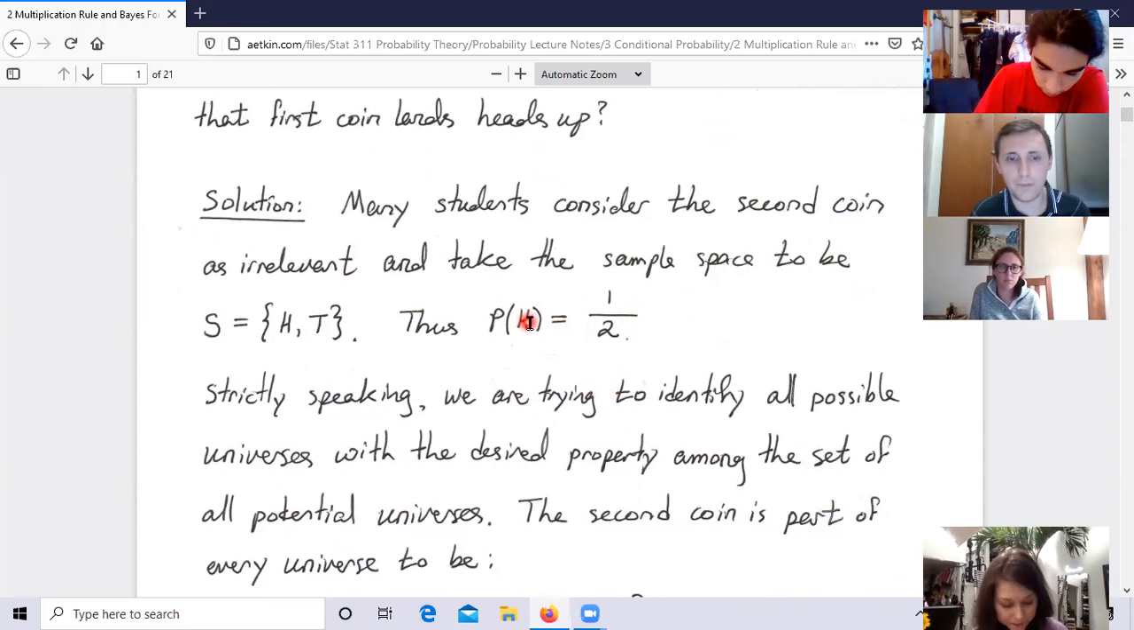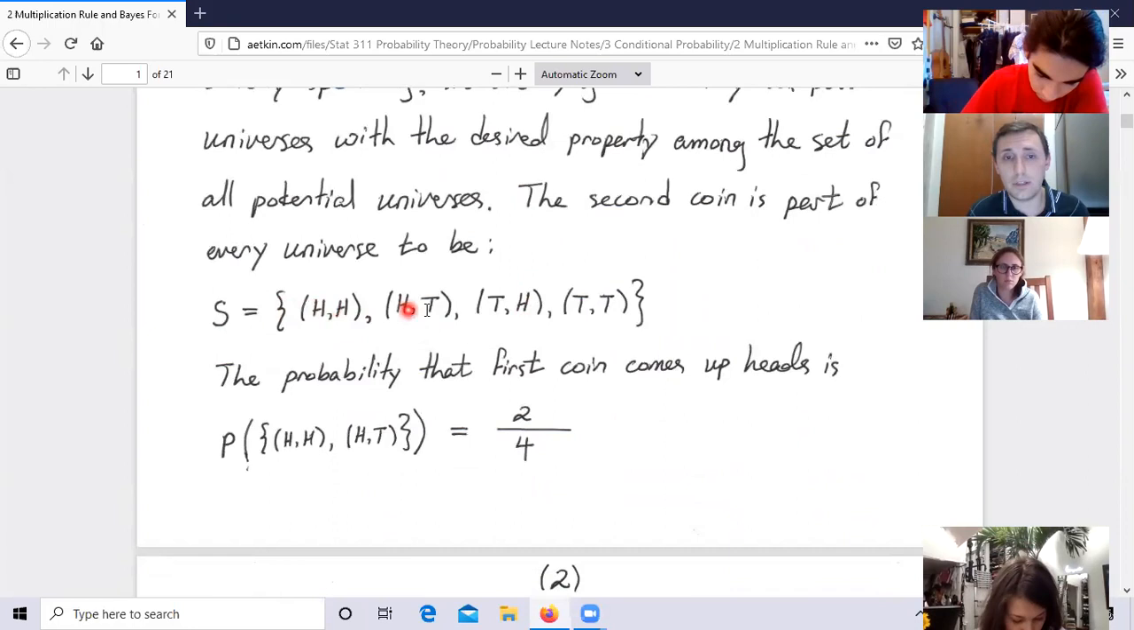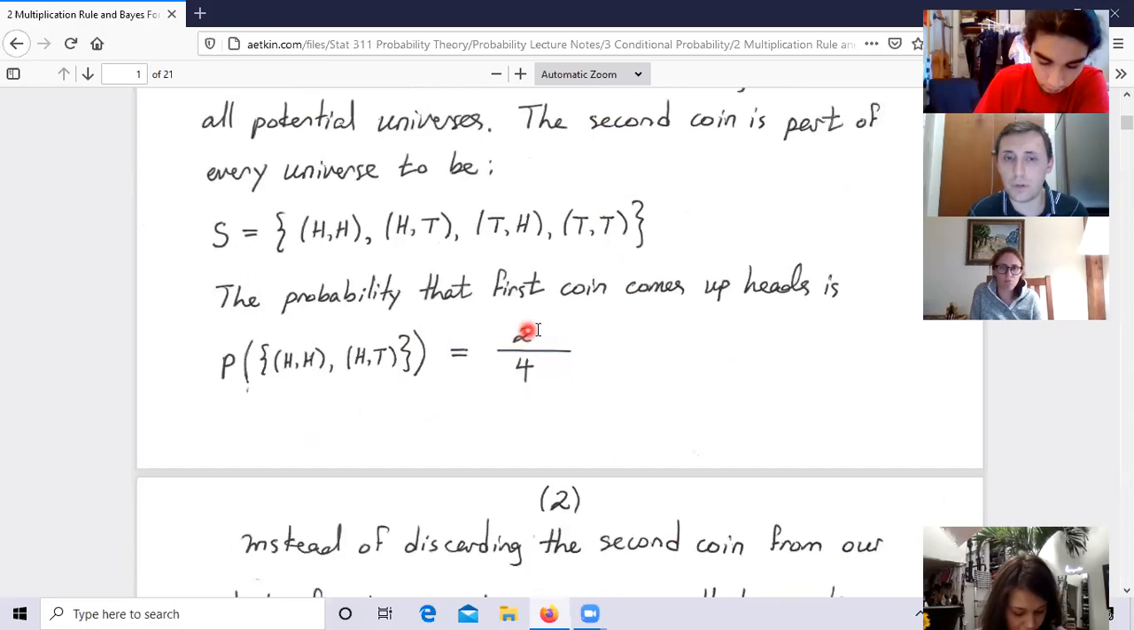What you can imagine doing in general is this: this is our universe with only two coins. There are four possibilities and each universe here is equally likely. And there are two universes out of four with the desired properties. So the answer is really 2/4. Yes, you can say the answer is 1/2, but 2/4 means two universes out of all possible universes that we can consider have the right quality of the first coin being heads. And four universes are possible in total.